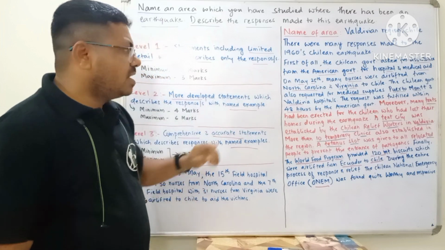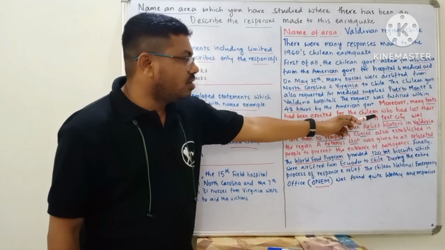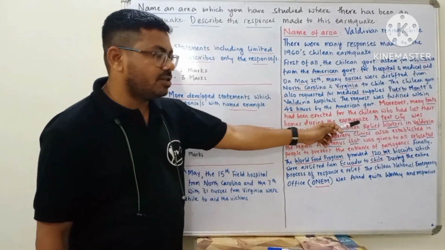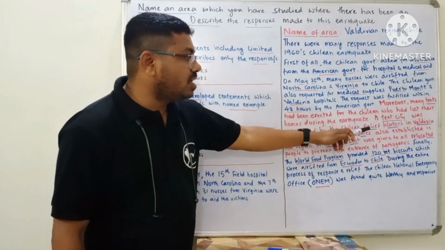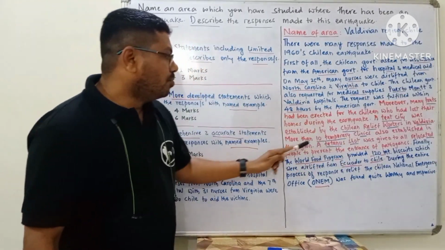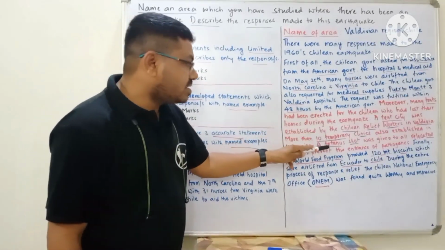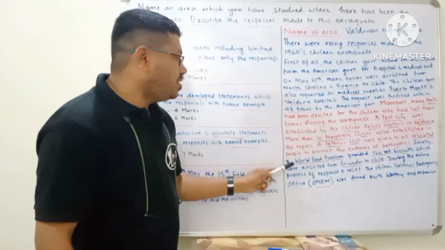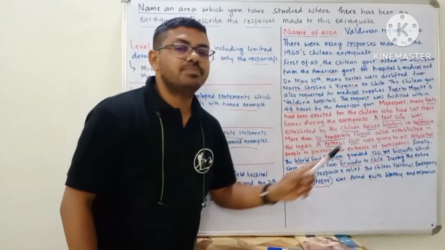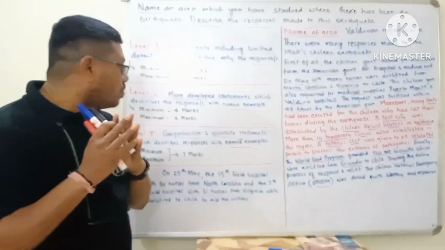The second idea is this: moreover, many tents had been erected for the children who had lost their homes during the earthquake. A tent city was established by the Chilean relief workers in Valdivia. More than 10 temporary clinics were also established in the region. A tetanus shot was given to all relocated people to prevent the entrance of pathogens. This is completely accurate and comprehensive.